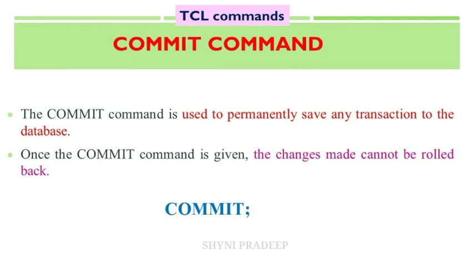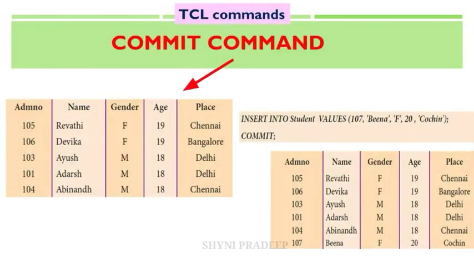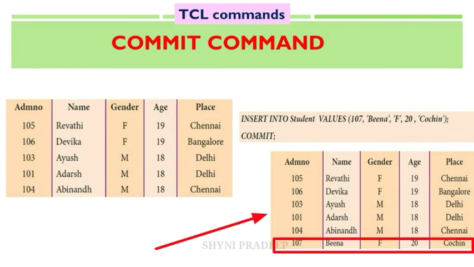Commit command is used to permanently save any transaction to the database. Once the commit command is given, the changes made cannot be rolled back. Okay. Its syntax is commit semicolon. Okay. See this example. Student table is given. If you want to insert new values in the student table, you have to write like this. Insert into student values 107, Beena, female, 20, Cochin. Age 20, place Cochin. After that, commit command is given. That means these values are stored permanently in this student table.